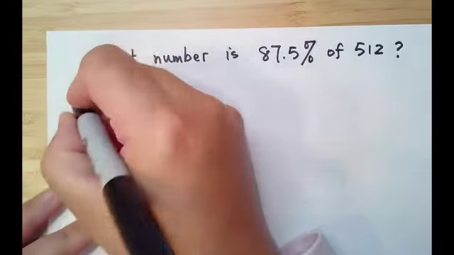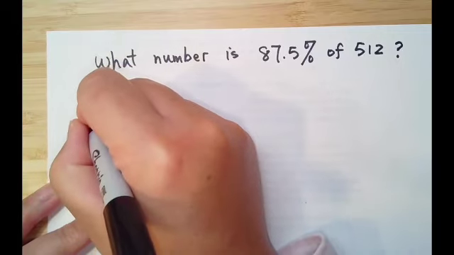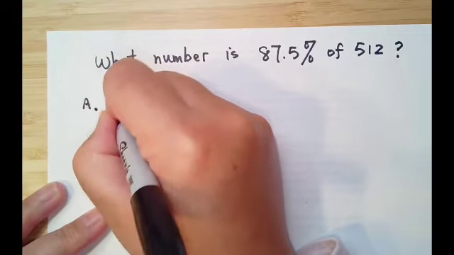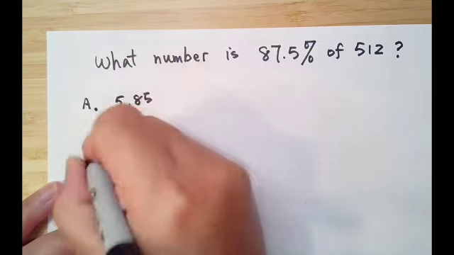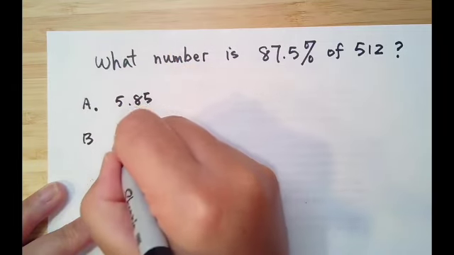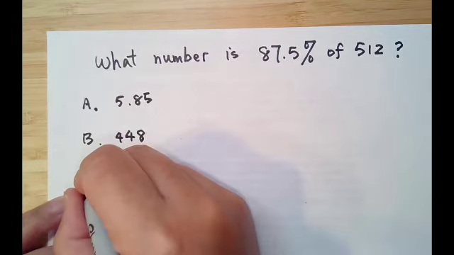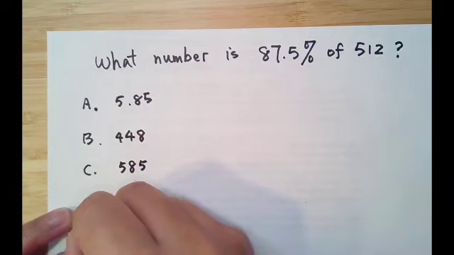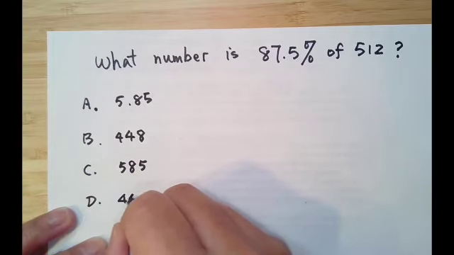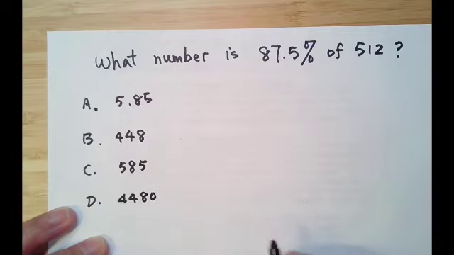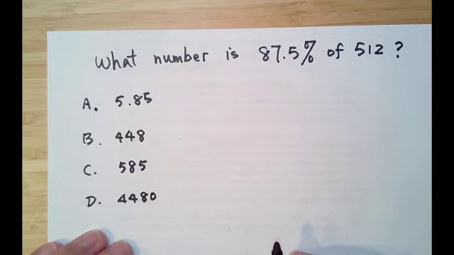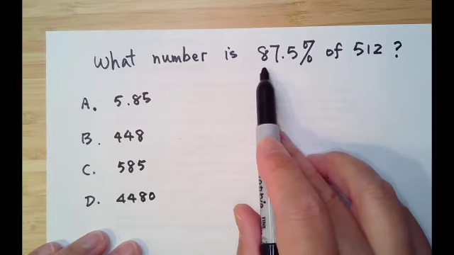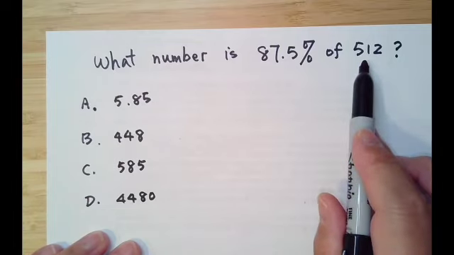Now let me give you the question as a standard multiple choice. Okay, standard test. A, 5.85. B, 448. C, 585. D, 4480. This is a very typical standard test question. Now, what number is 87.5% of 512?